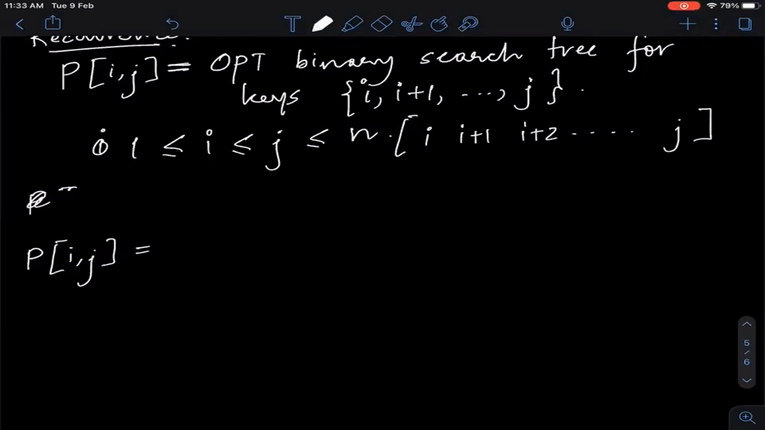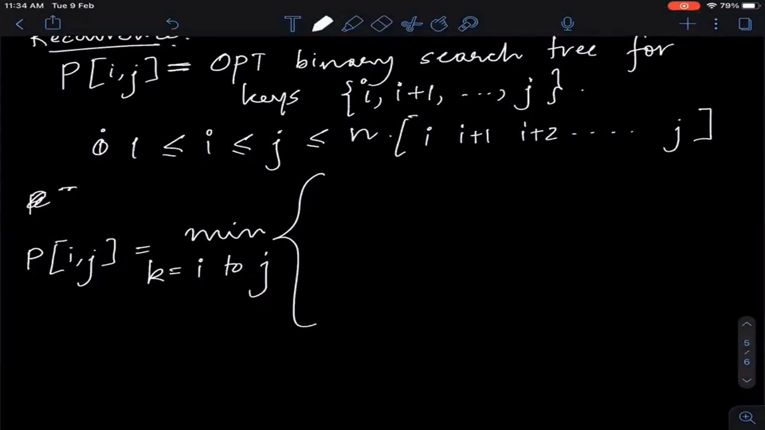Now, how many choices of root do I have? Well, i can be a root of this tree. i plus 1 can be a root of this subtree. Any of these j minus i plus 1 possibilities I need to consider. So clearly, let's take an index k. I will take the minimum over k equal to i to j. Now, what does the recurrence look like?